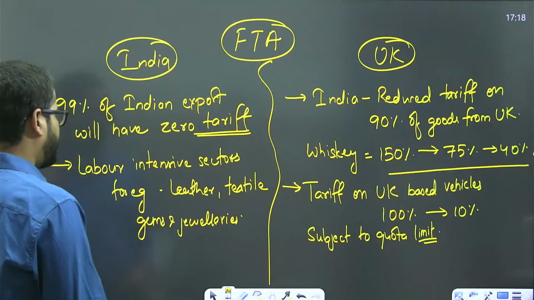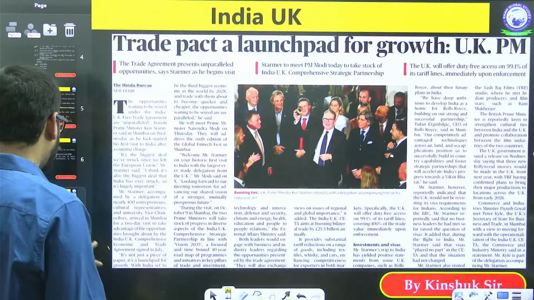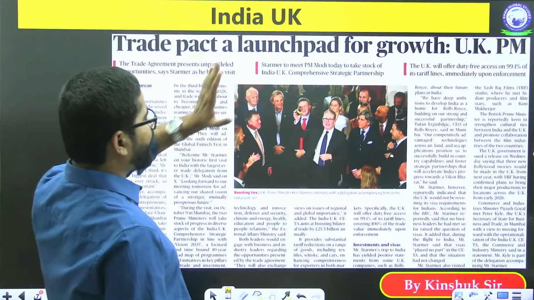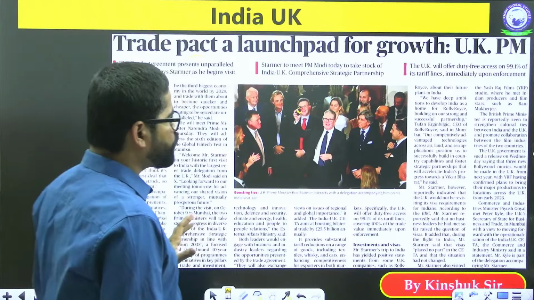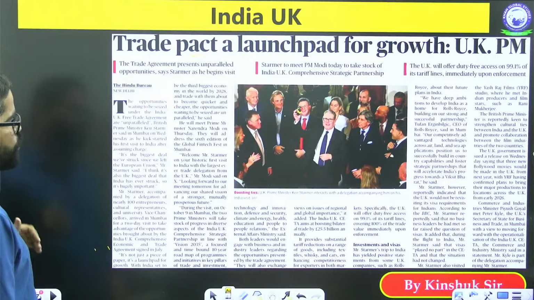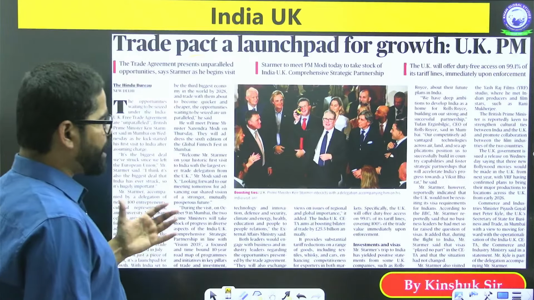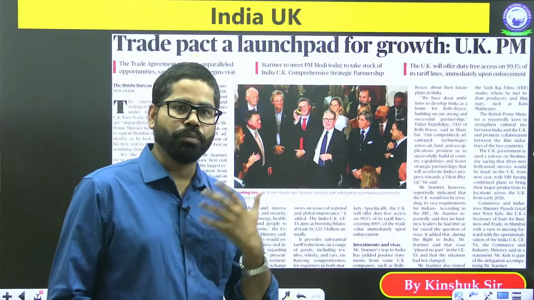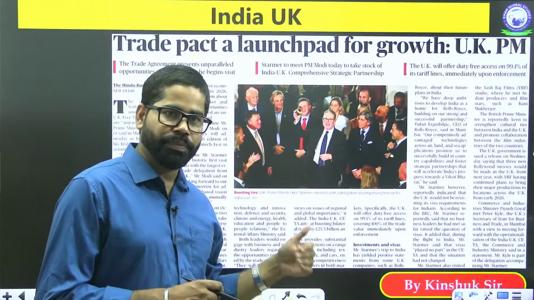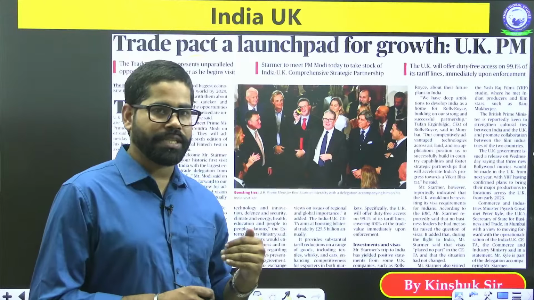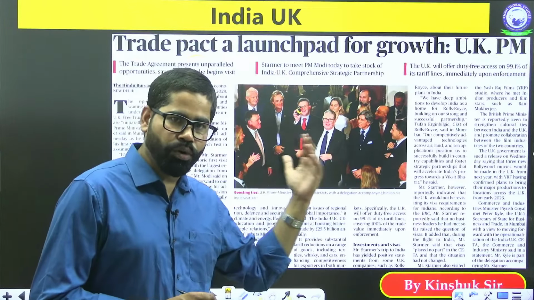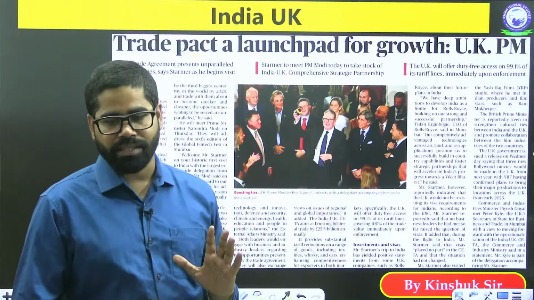So this is our first part, the free trade agreement. They have been calling it a launch pad for growth. Today also there might be some discussion, and in tomorrow's paper also there might be more and more coverage about this article. So we would be seeing some more aspects of it in upcoming classes also.